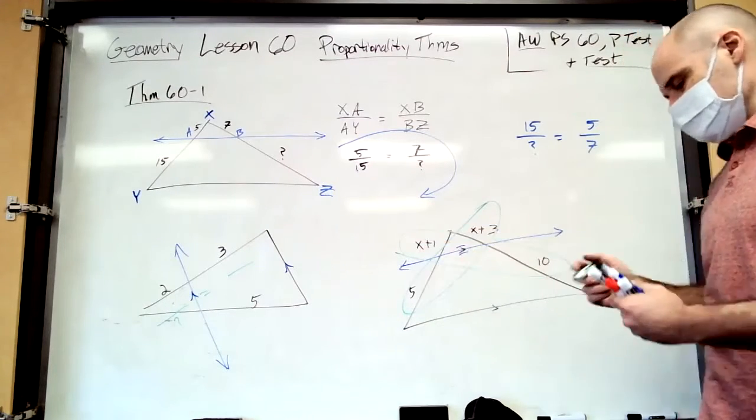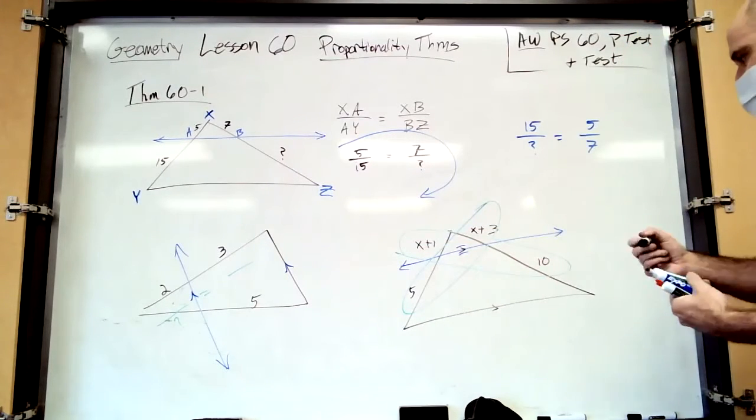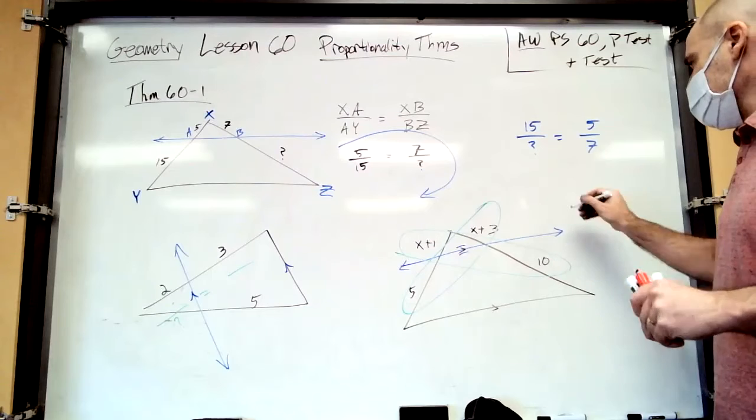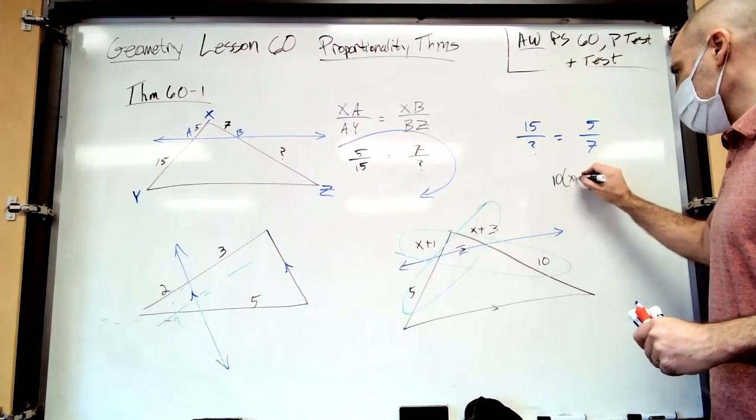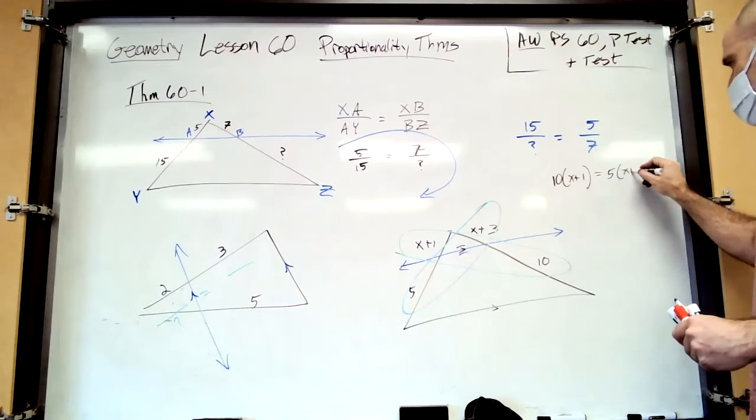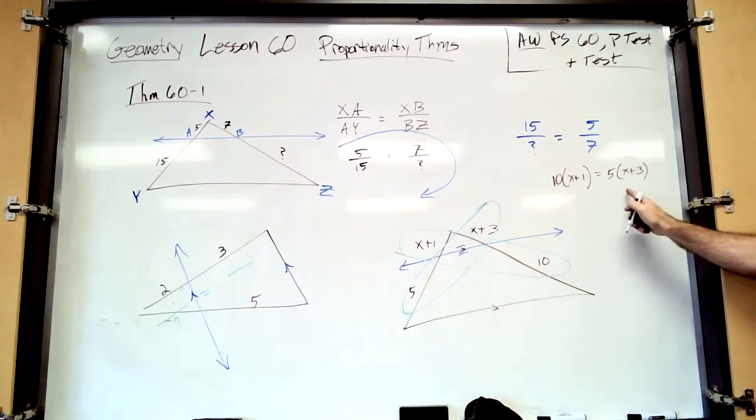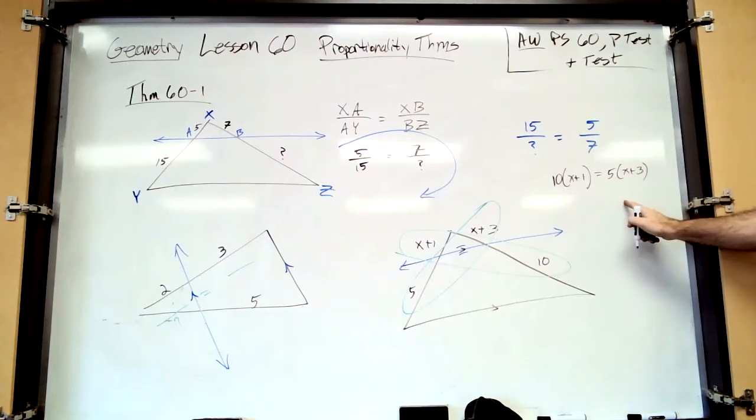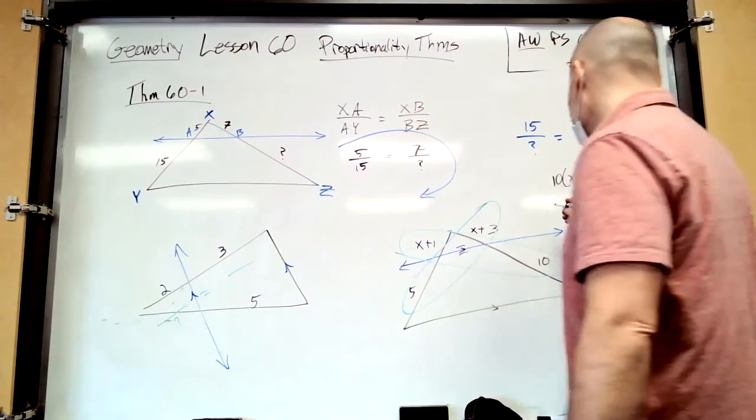So that's just an equation. So I'm going to write it out. I get x plus 1 times 10, or basically 10 times x plus 1, has to equal 5 times x plus 3. See how these are the cross products, or the diagonal products? They have to be equal. Okay, let's distribute.